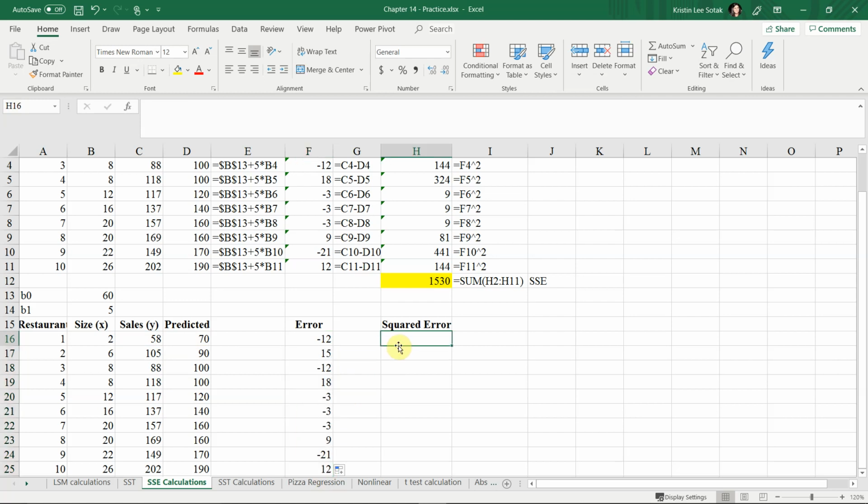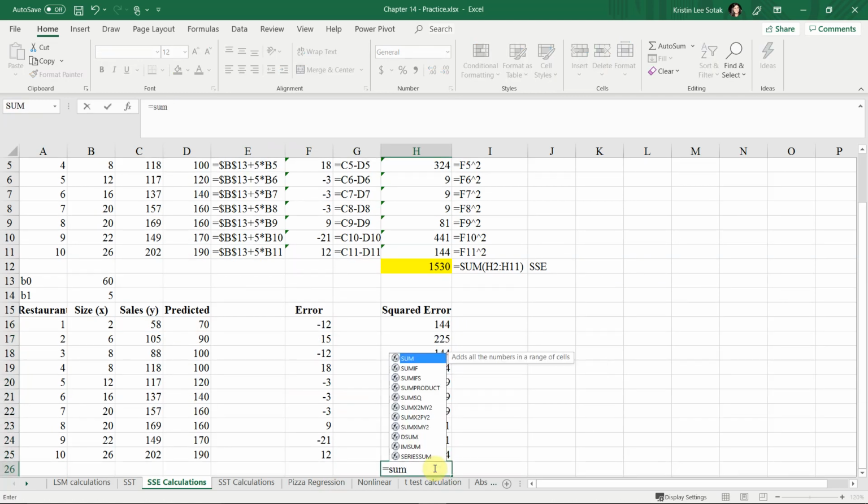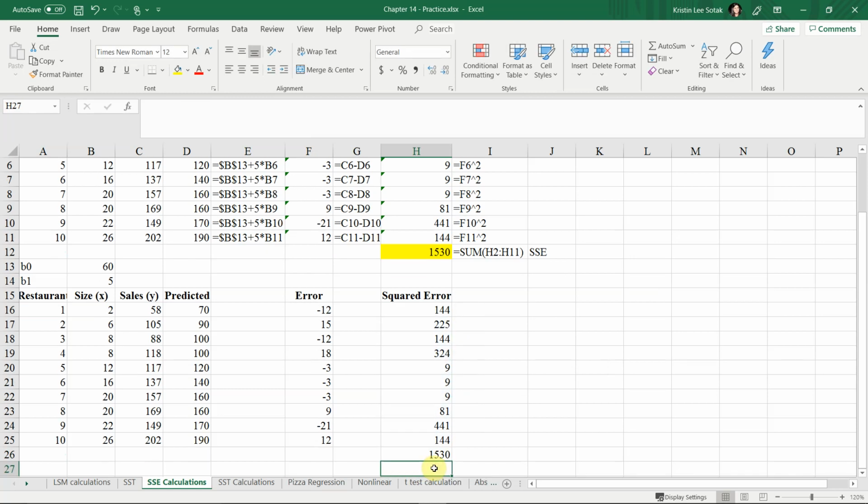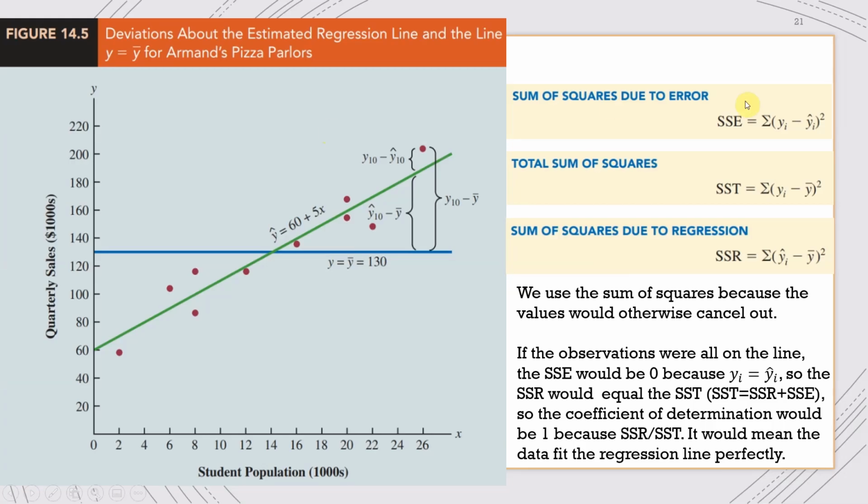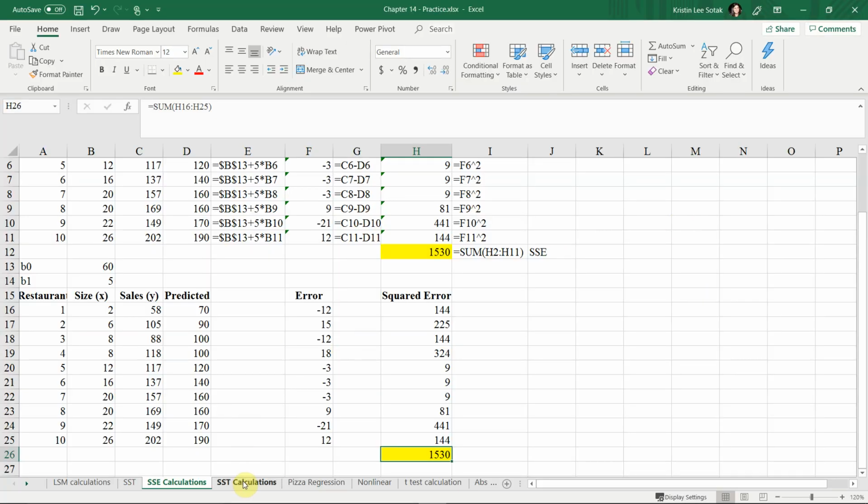and then we want to square those, because we're doing squares, the sum of squares. So we do that, and then remember, it's the sum of squares, so we want to take the sum of those values of those squares that we just calculated, and we get 1530. So this value right here is the sum of squares error.